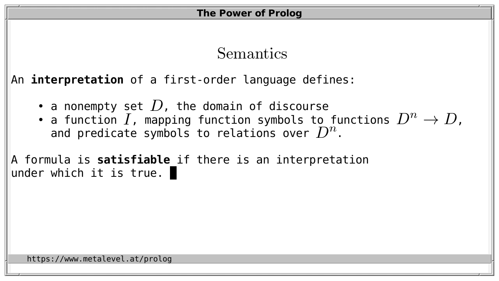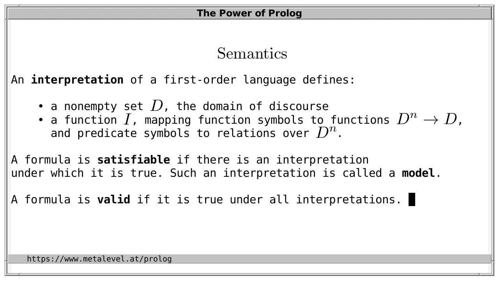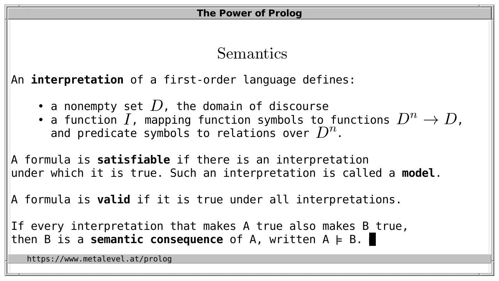A formula is satisfiable if there is an interpretation under which it is true, and such an interpretation is called a model of the formula. And a formula is valid if it is true under all interpretations. And the notion of semantic consequence relates formulas according to semantic properties. B is a semantic consequence of A if B is true in all models of A, that is, in all interpretations that make A true. So this is a semantic definition of a logical consequence relation, because it refers to the meaning of formulas.